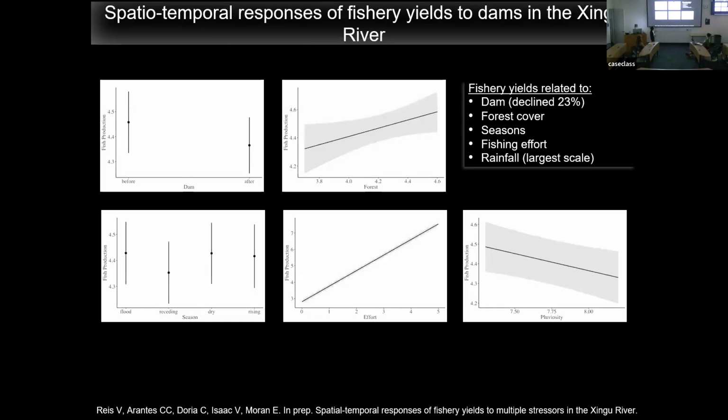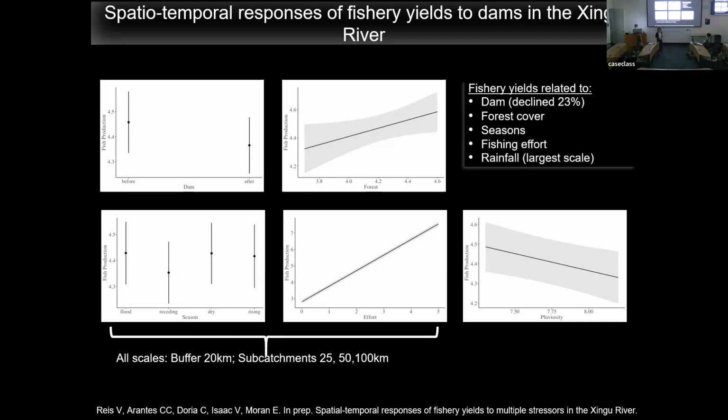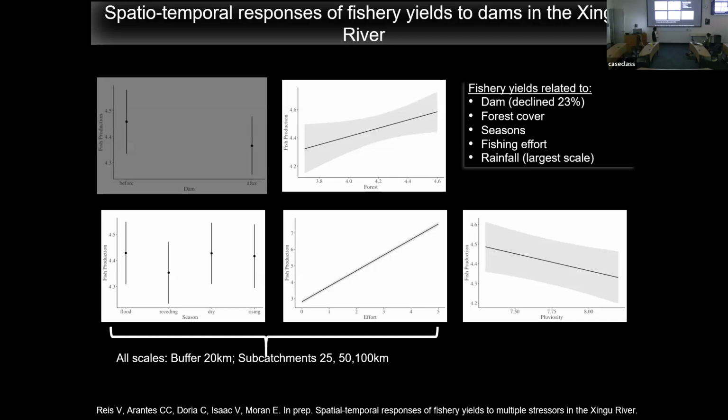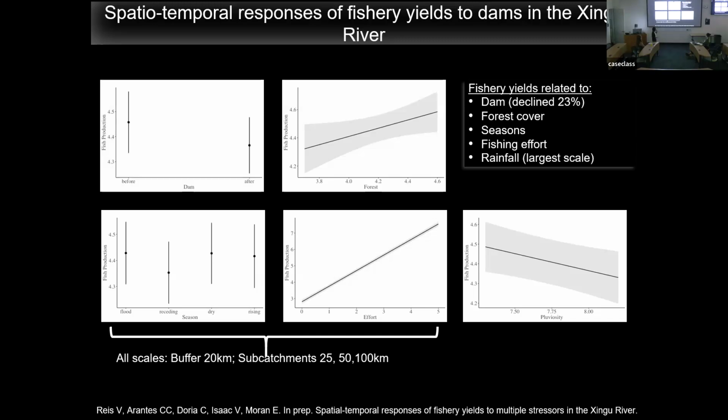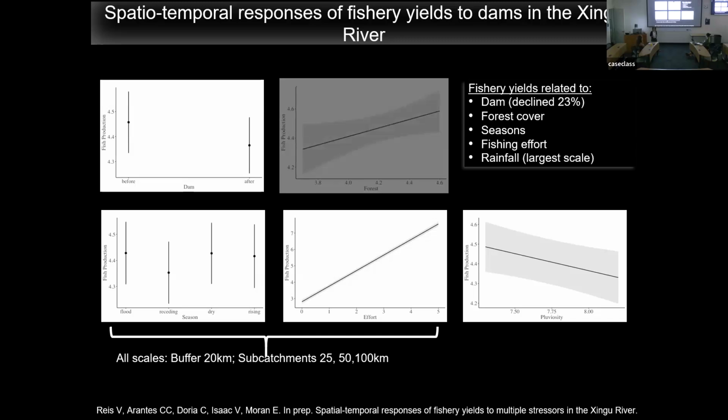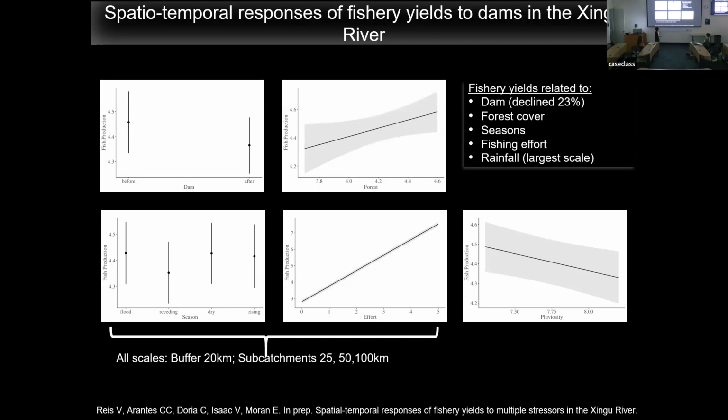So a couple of results here. I'm going to highlight the plots that I'm discussing, but we found that at all scales of analysis, fishery yields were strongly associated with the dam. So after the dam, we see an average decline in fishery yields of 23%. And we also found that fishery yields, in addition to the dam, are related to forest, seasonality, and fishing effort, which we were expecting. And at the largest scale of analysis, we see a relation with rainfall. So takeaway, these results show that only a few years after this mega dam was concluded, fishery yields declined. And the results also show these complex associations of yields with multiple variables at multiple scales.